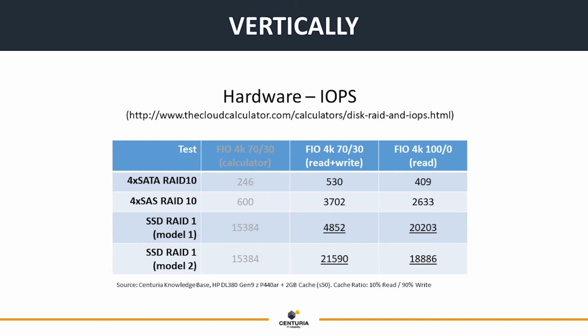You can see that the first model of SSD has around 20,000 IOPS, and it's better than the second one on the right. But if we change the ratio, we can see that the second one is almost four times better.